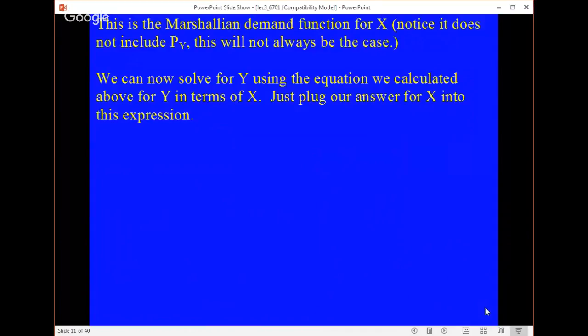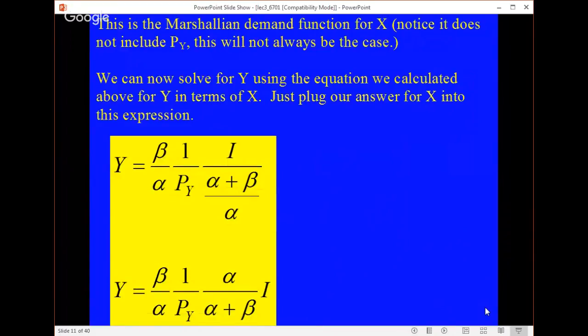Again, the Marshallian demand function for X, notice it doesn't have PY. I could do the same thing now for Y. I have X in terms of all our non-random variables. I can just plug that in wherever I want, actually, in any one of my first order conditions, or I could even plug it in to what I have for Y in terms of X, which is the easiest.